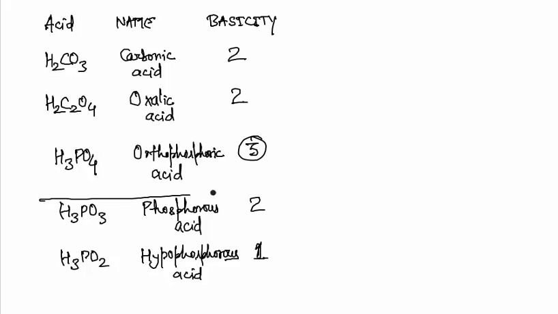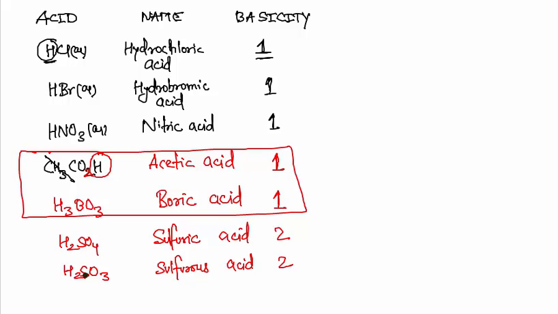So for whichever acids, like these two, the number of hydrogens is not exactly equal to the basicity. Here the total number of hydrogens is 4, but the basicity is 1 because only this one H is acidic, or this particular H will produce the hydronium ion. Okay, why, you will see in your higher classes.